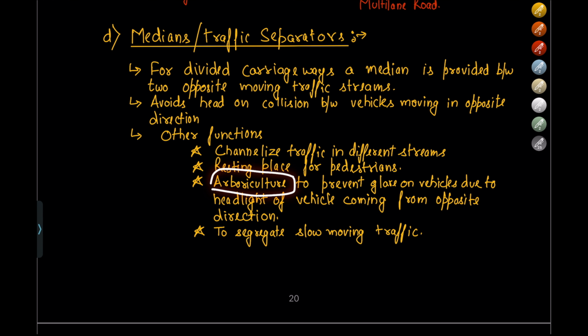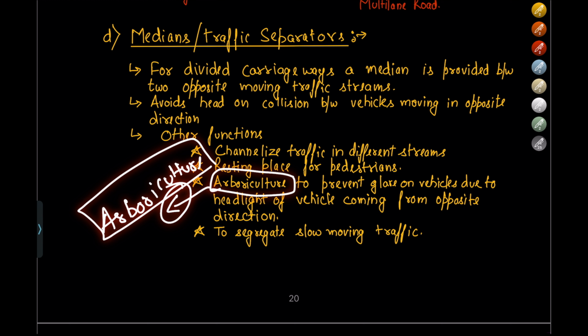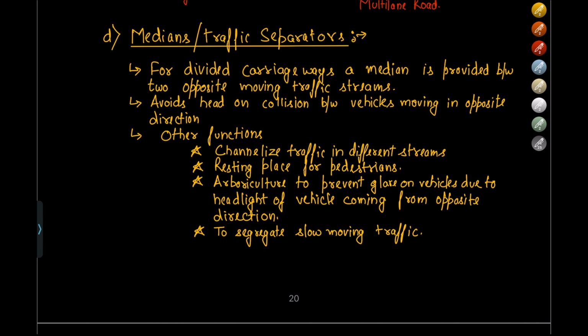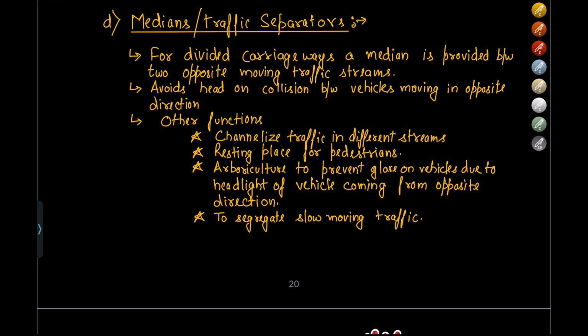Arboriculture is one term that we need to remember. Arboriculture is the planting of shrubs or herbs or maybe trees to improve the aesthetic beauty of an area, right? It is provided on the median to prevent glare on the vehicle due to the headlights of vehicles coming from the opposite direction. So arboriculture is done on medians as well, right?